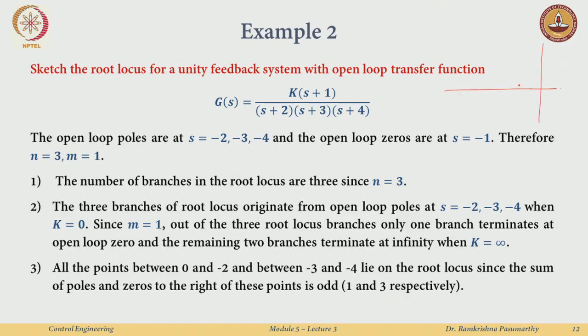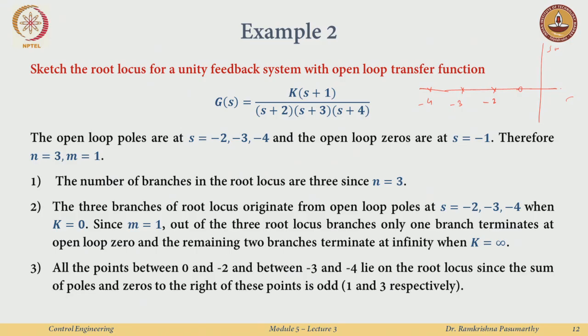Okay. So at k equal to 0, my root locus will be at these poles: minus 2, minus 3, and minus 4. Okay. So rule number 3: which part of the root locus on the real line or the real axis will be on the root locus? Okay, let us start from here. Well, there is nothing here, so there won't be anything here.